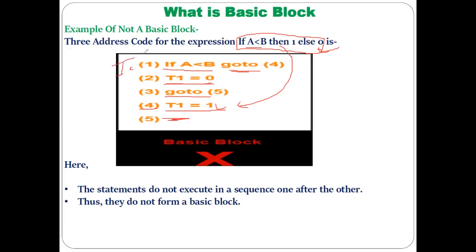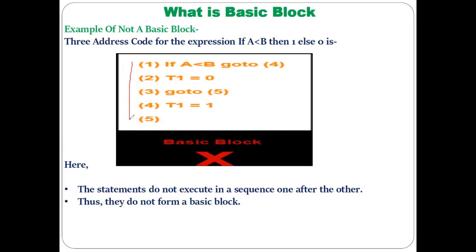Now can we call this particular sequence of statements a basic block? No, we cannot call this a basic block because the statements do not execute in sequence, one after another. This particular sequence of statements is not going to execute one after the other, because if A is less than B is true, then the control will directly shift from the first instruction to the fourth instruction.